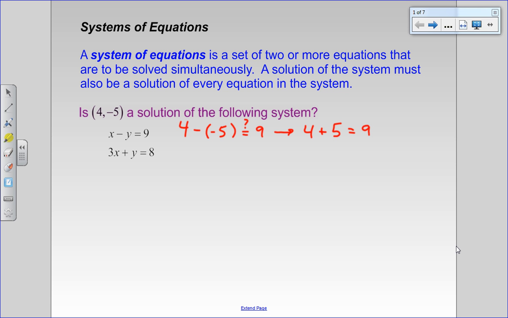We need to test it in our second equation, 3x plus y equals 8. So again, we replace x with 4 and y with -5. In this case, 12 plus -5 does not equal 8. The equation is not true. So (4, -5) is not a solution of that second equation, and therefore it's also not a solution of the system of equations.